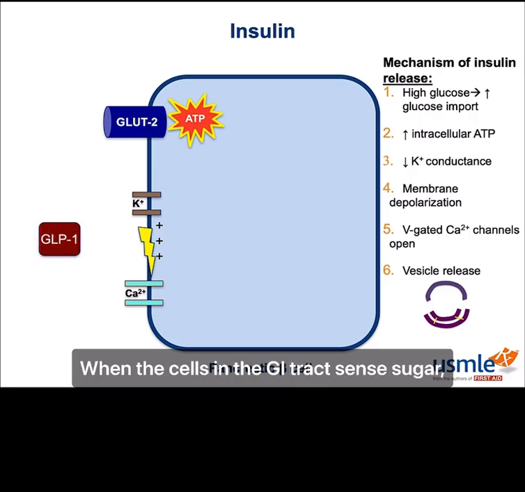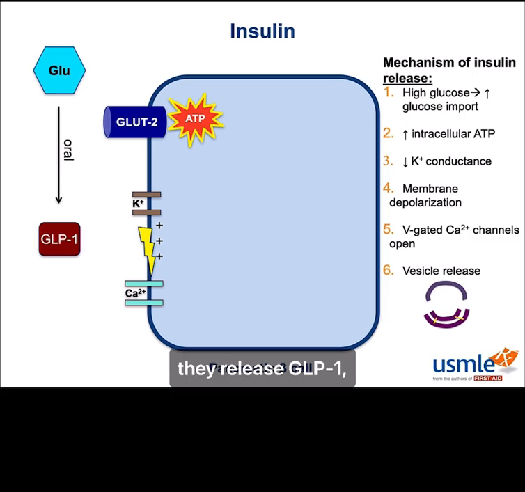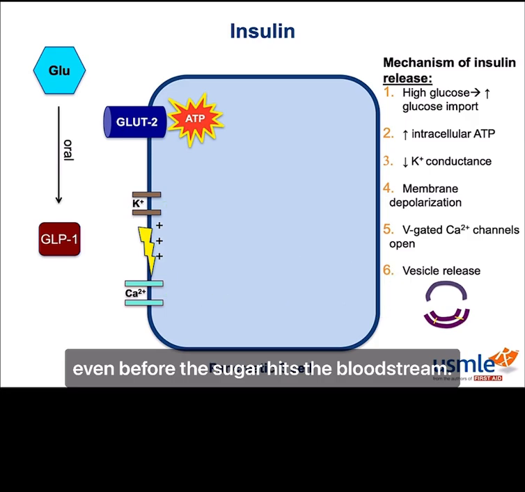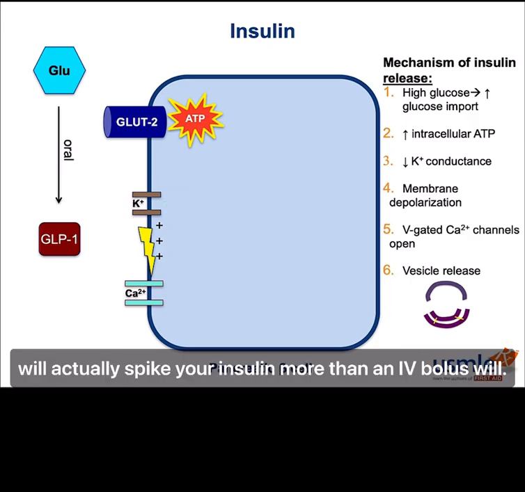When the cells in the GI tract sense sugar, they release GLP-1, increasing insulin synthesis by a variety of different mechanisms even before the sugar hits the bloodstream. That's why an oral glucose load will actually spike your insulin more than an IV bolus will.